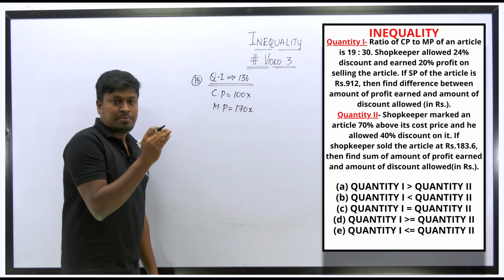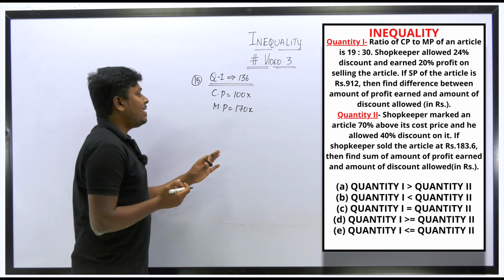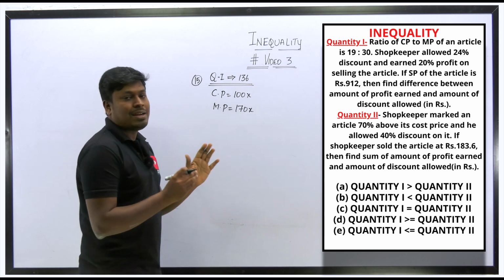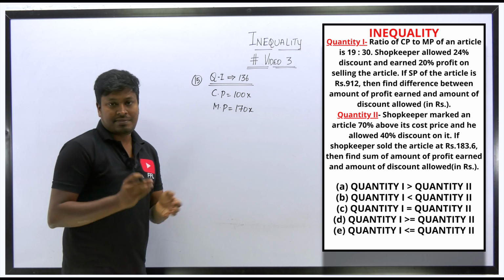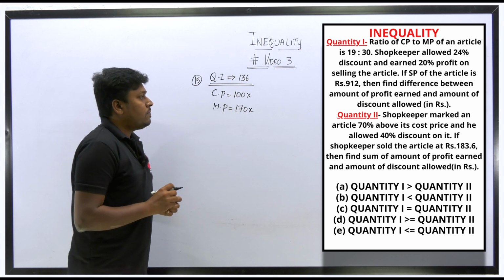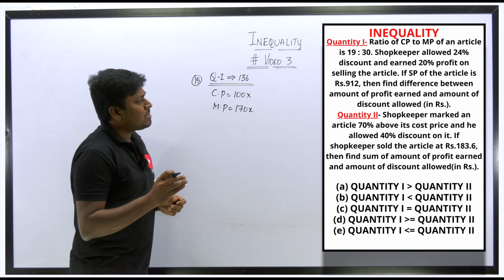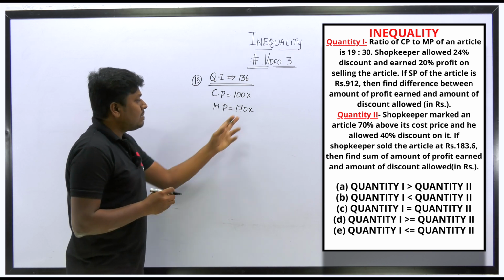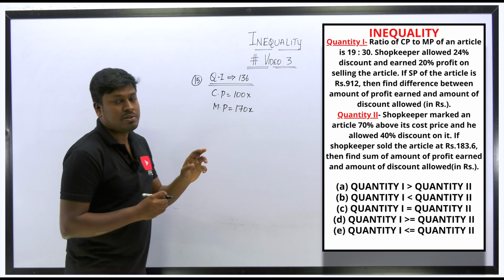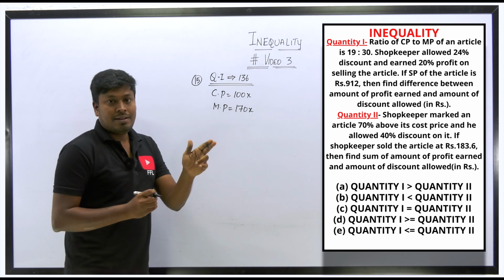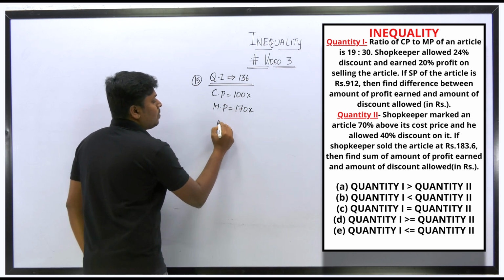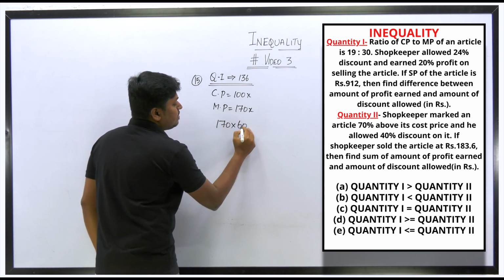If 70% more from the cost price, then 170x will be the marked price. The exact amount we don't know, that's the reason we are keeping it as x, 100x, 170x, etc. Now, above this cost price, he allows a 40% discount on it. So from this amount, how much discount is he allowing? 40% discount. Then the selling price is how much from this amount? 60%. So we can find 170 into 60%.